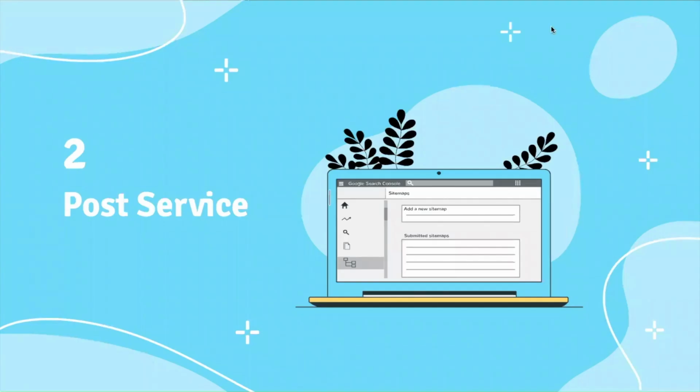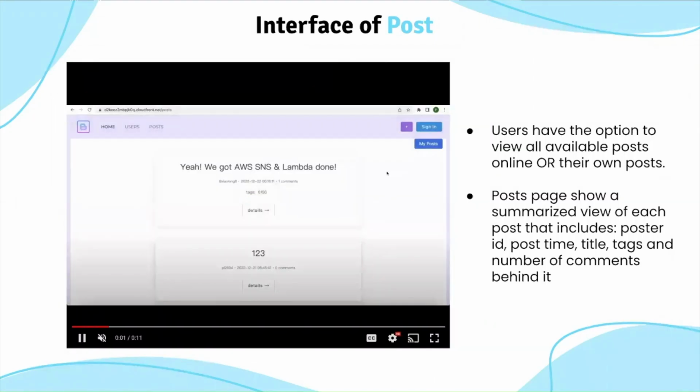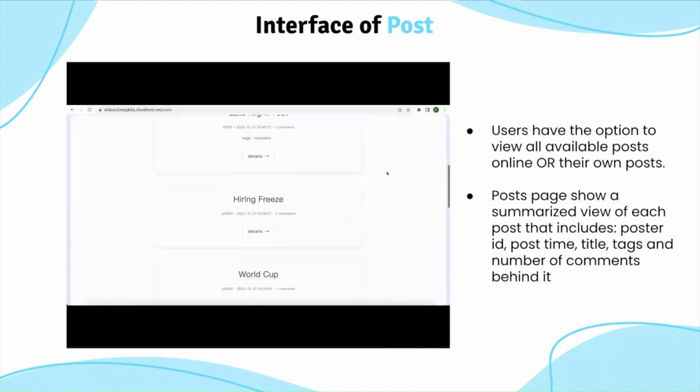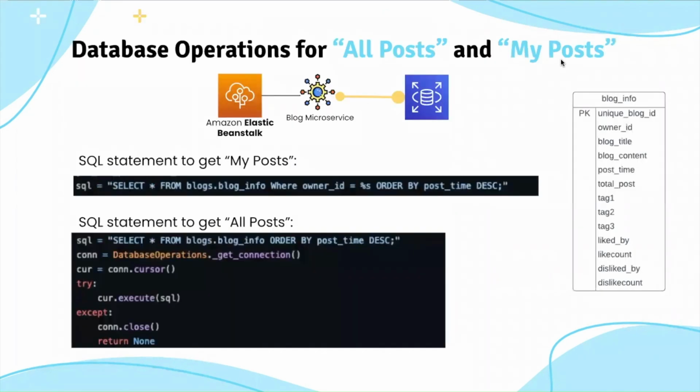The second microservice that we have is a post microservice. Within this microservice, users have the option to view all available posts online or their own posts. The post page shows a summarized view of each post that includes poster ID, post time, title, tags, and number of comments. We did a simple select statement for each of them and sort the returned entries in descending order so that the newest post is at the top.